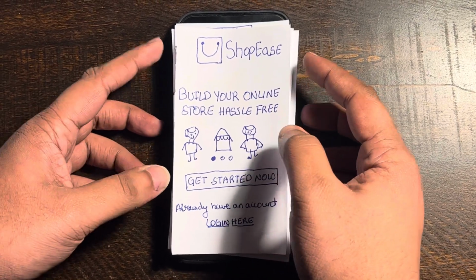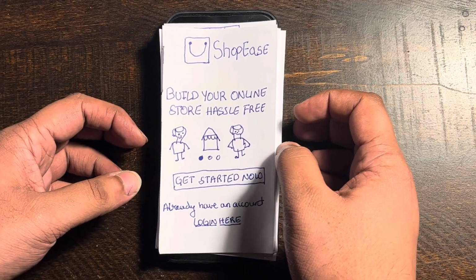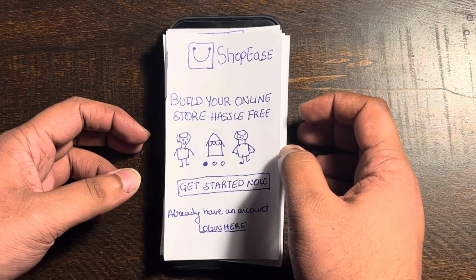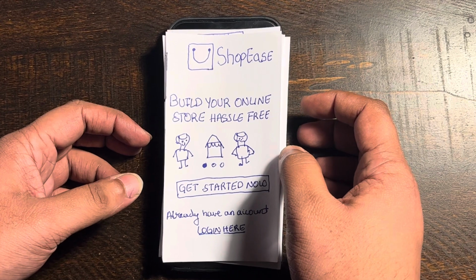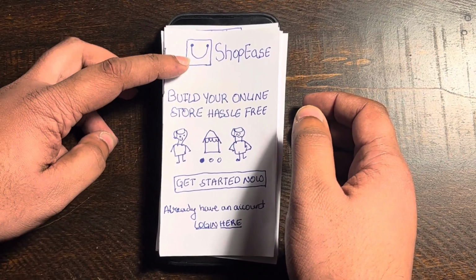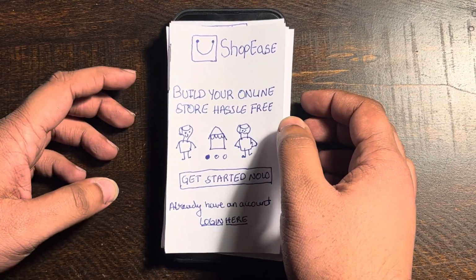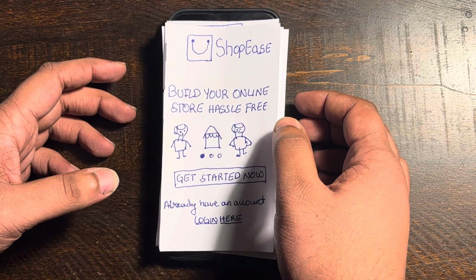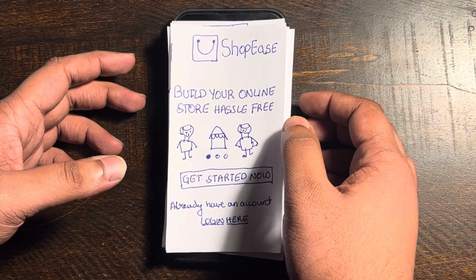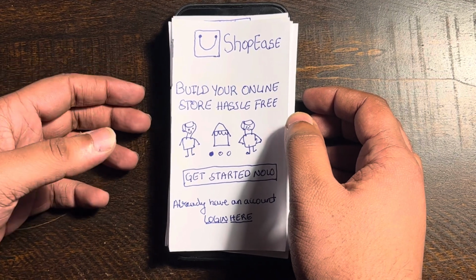As you can see on the screen, this is the first interface the user will see on our app when they first download our application. The application name is ShopEase, and over here is the logo. We have also given a brief description about building your online store, because it is very important for small business owners who are tech illiterate to build an online store.